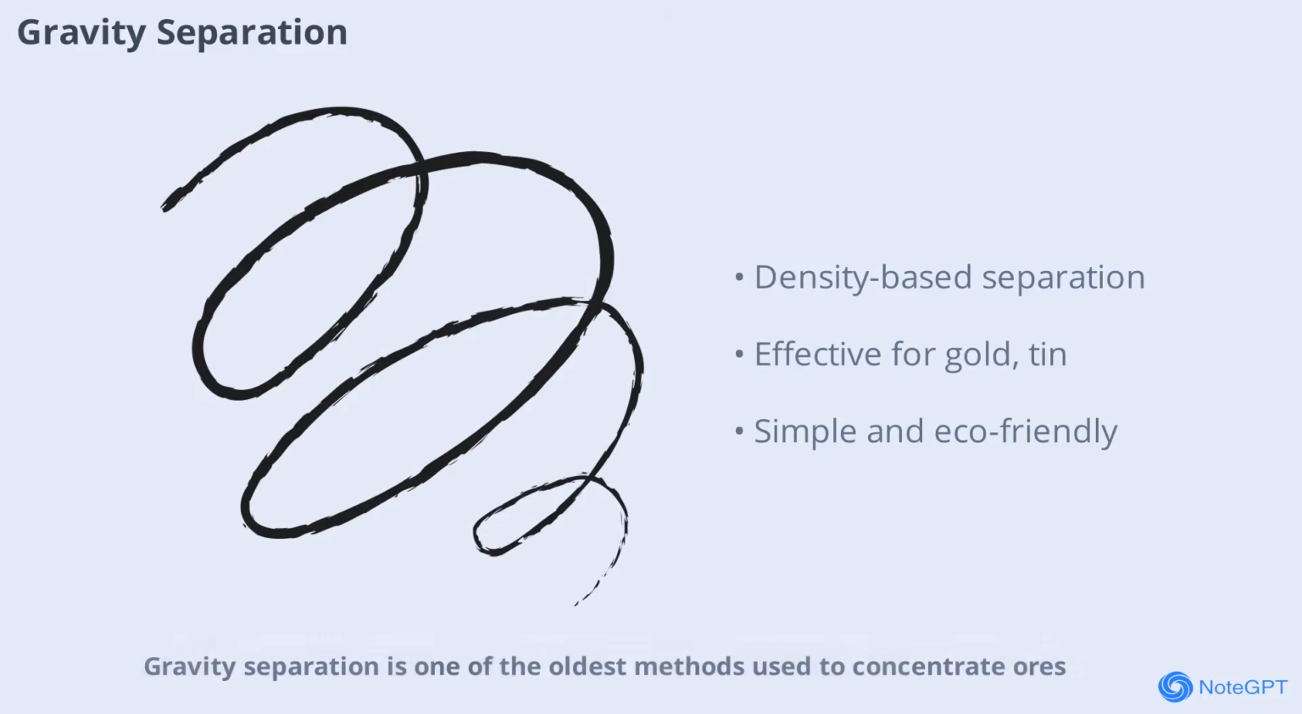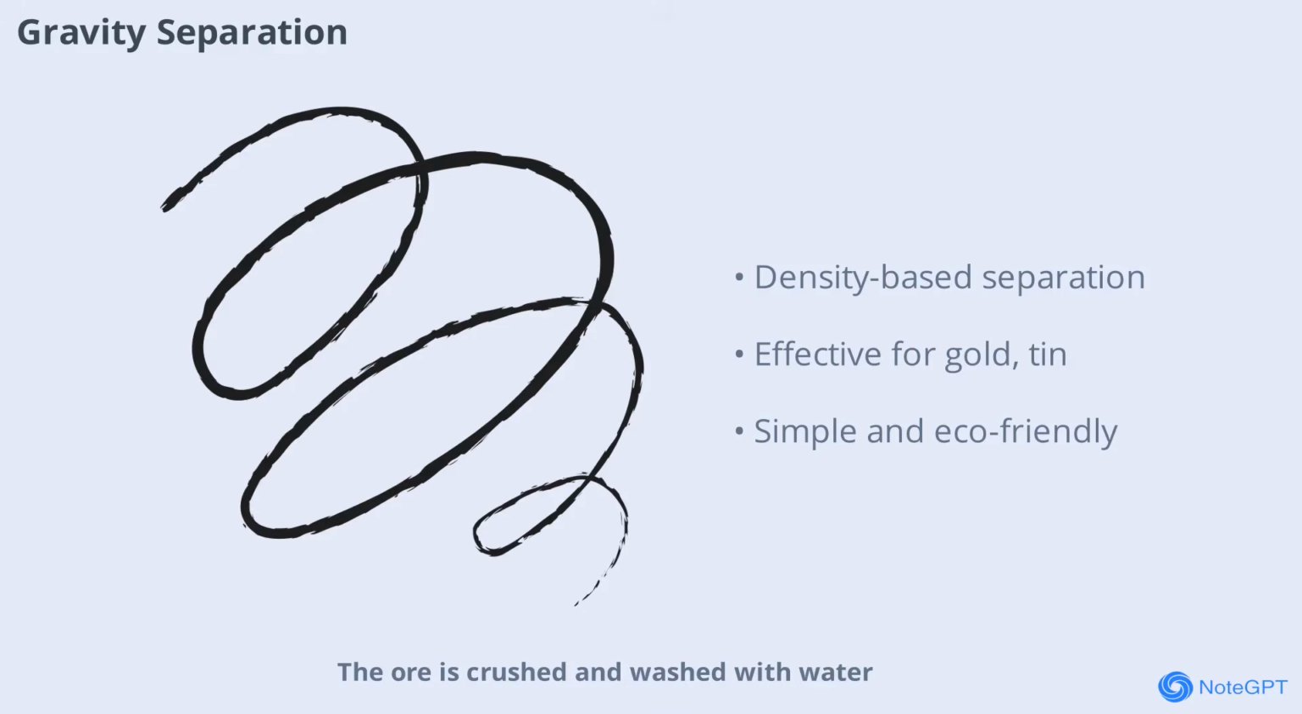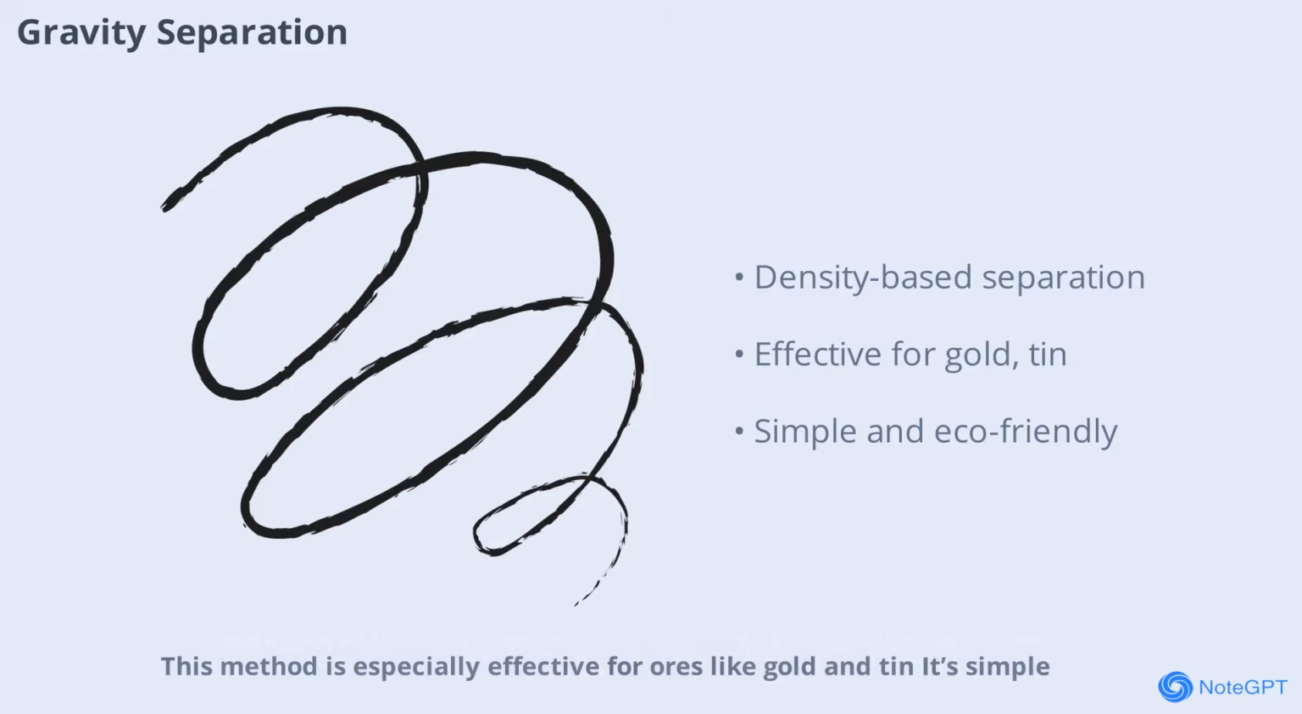Gravity separation is one of the oldest methods used to concentrate ores. It relies on the difference in density between the ore and the impurities. The ore is crushed and washed with water, causing the heavier metal particles to settle at the bottom while lighter impurities are washed away. This method is especially effective for ores like gold and tin. It's simple, cost-effective, and environmentally friendly, making it a popular choice for certain types of ores.